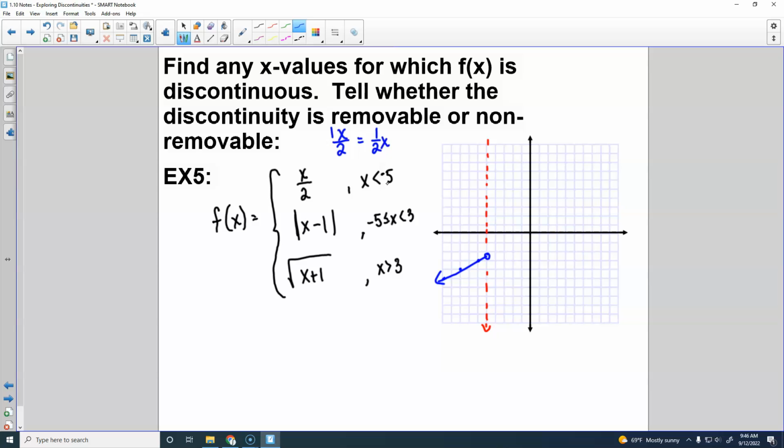Okay. What about absolute value of x minus 1? What does it look like? What do absolute value graphs look like? They're V's. What's that minus 1 do to it? Not left. Right. It's going to go to the right one. So this is going to be a V shifted to the right one.